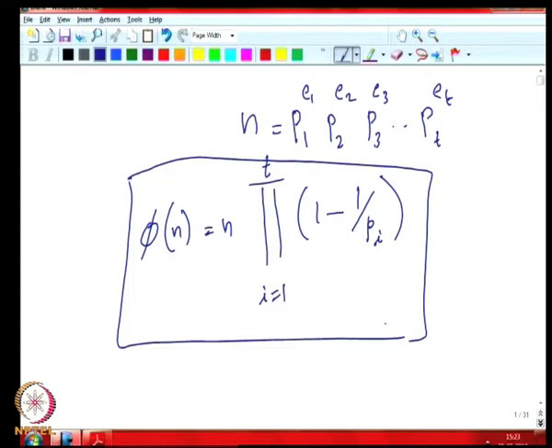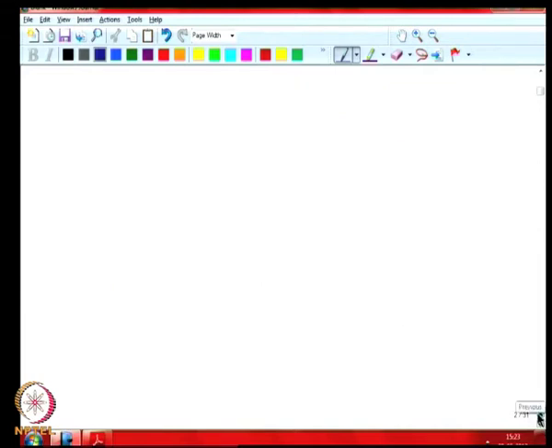So now how do you prove this? How do you derive this formula? We want to do it using the inclusion exclusion principle. For that purpose we define certain properties h1, h2 up to ht, which are the undesirable properties, which we don't want.